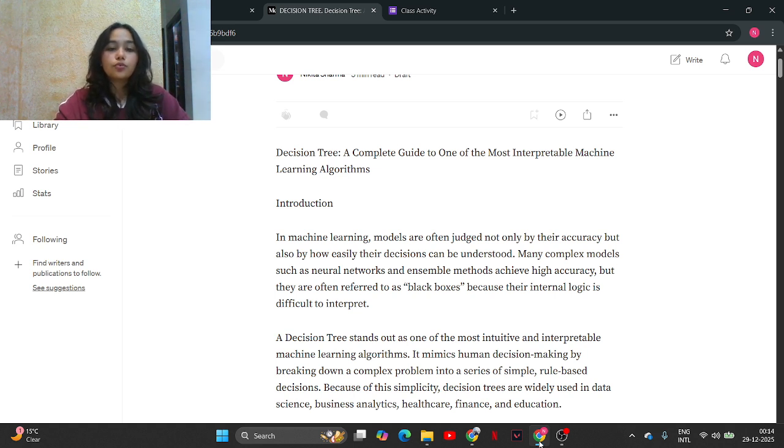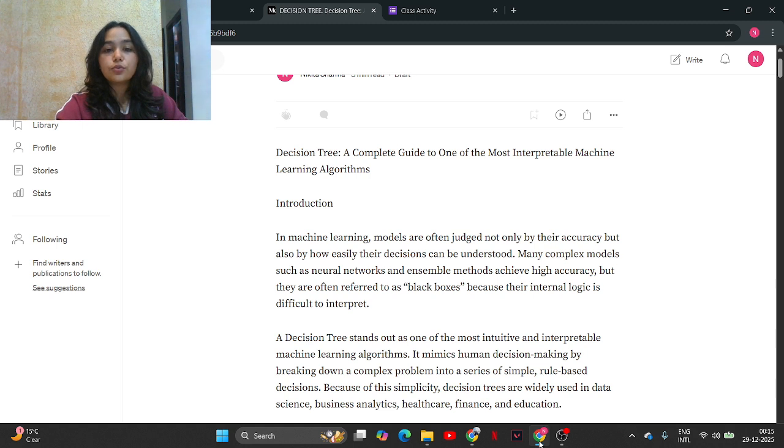There are two main types of decision trees: classification tree, used when the target variable is categorical. Example: spam versus not spam, yes versus no, disease versus healthy, and so on. Regression tree. Now used when the target variable is continuous. Example: house price prediction, sales forecasting. Instead of class labels, leaf nodes store numerical values.